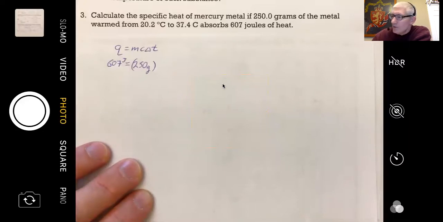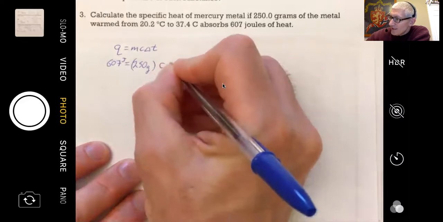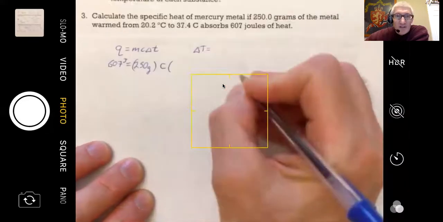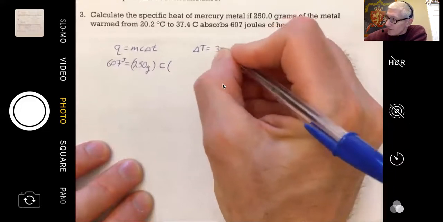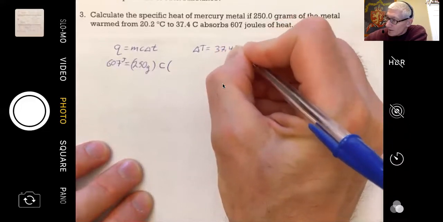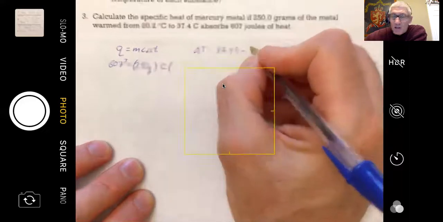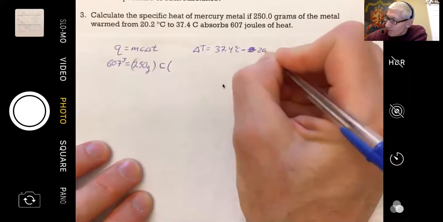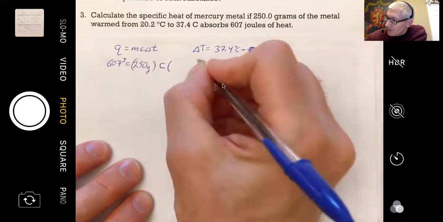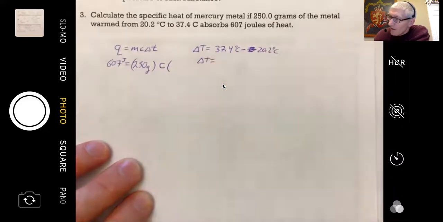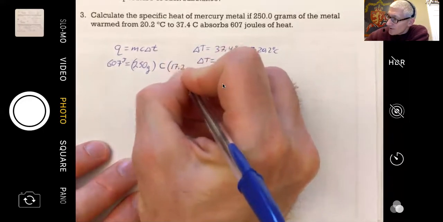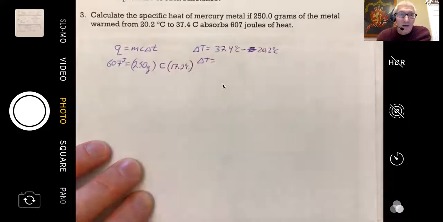And then we don't know the specific heat C, but we remember that delta T, the change in temperature, is the final temperature, 37.4 degrees Celsius minus 20.2 degrees Celsius. So delta T, 37, 27, 17. I want to say that that's 17.2 degrees Celsius. And I'm just going to hope that I'm doing that math right in my head.